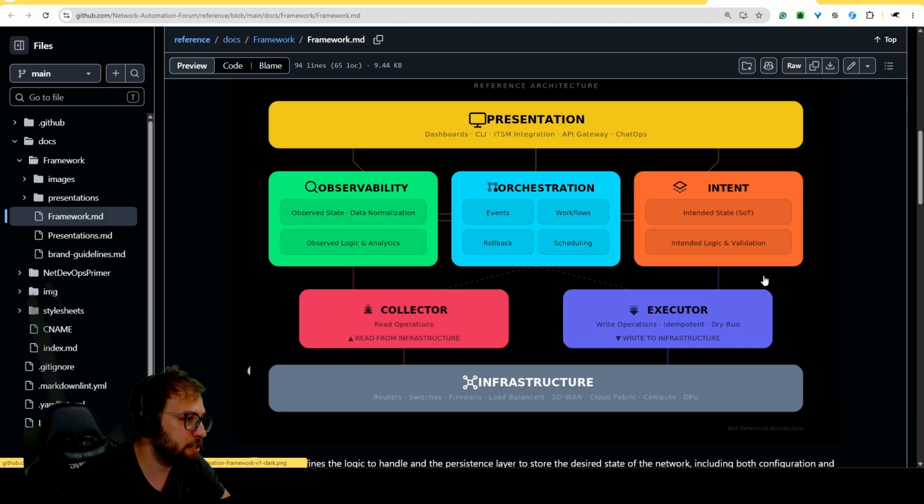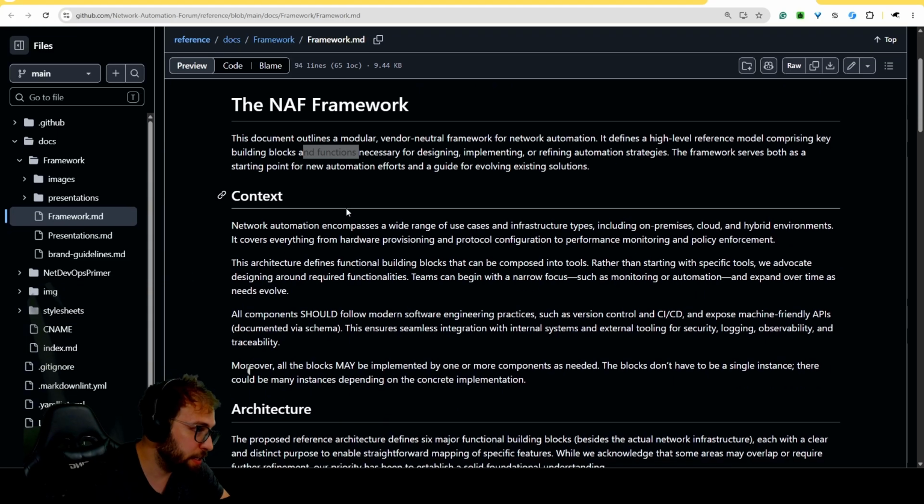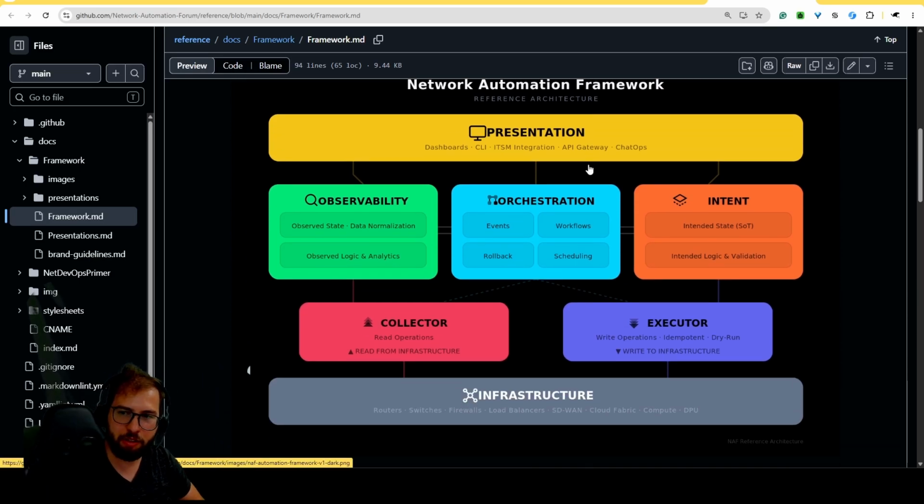So this here is the Network Automation Forum framework. And in their words, this is a modular, vendor-neutral framework that we're going to use to define high-level building blocks that are going to be necessary for us to design, implement, and refine our automation strategies. This is both a starting point and a guide for evolving existing solutions. They have been developing this and it has been through some changes.